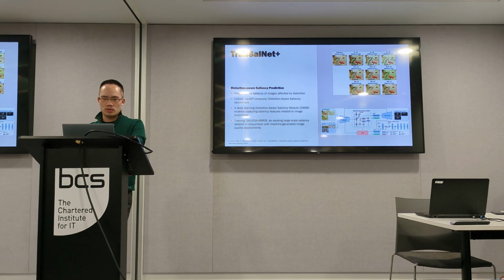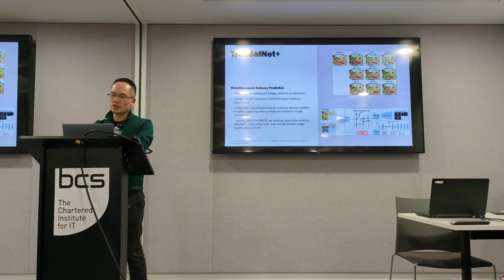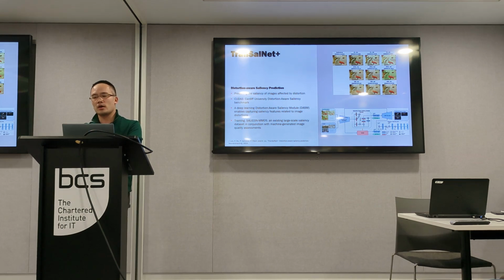Right, so we've also made a plus version of our salience model, which is called Transnet Plus. The question is, again, in the context of image quality assessment, we can potentially apply different types or different levels of distortions, but can we predict accurately the saliency maps? We know that if you give slightly distorted images compared to the original, the saliency maps will be different. So can we actually build a model to predict that saliency map from any given distorted image? This is a module we developed.